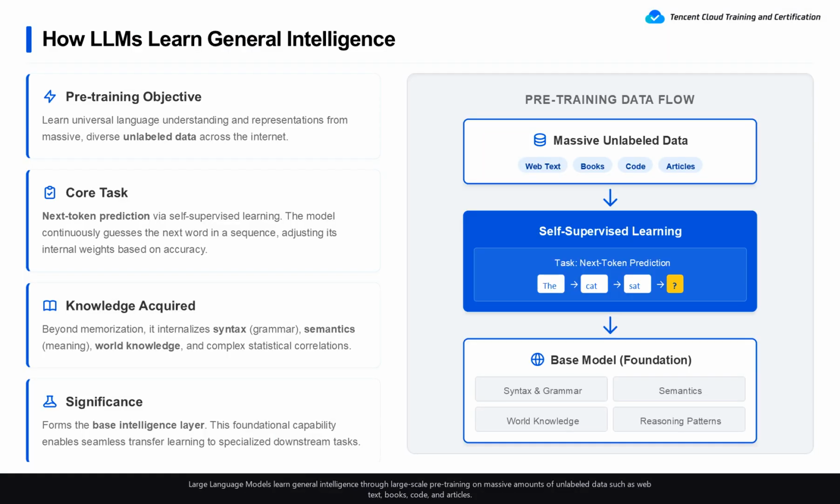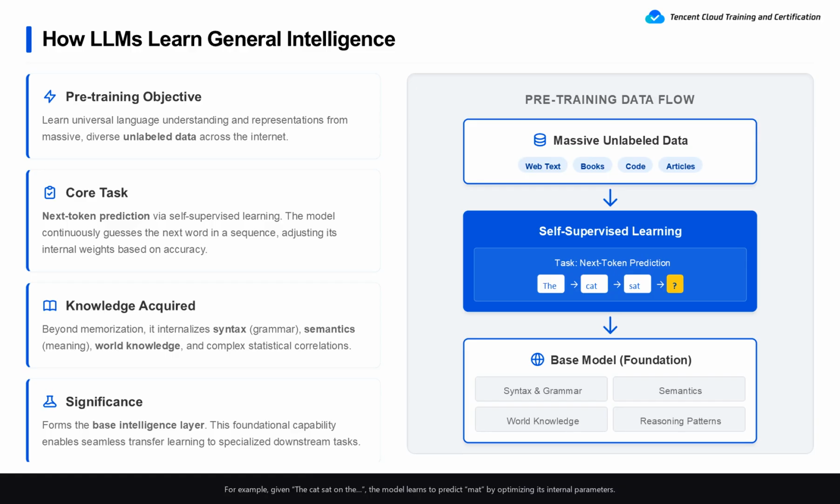Large language models learn general intelligence through large-scale pre-training on massive amounts of unlabeled data, such as web text, books, code, and articles. The key objective is not memorization, but learning patterns in language. The core mechanism is self-supervised learning, where the model predicts the next token in a sequence. For example, given "the cat sat on the," the model learns to predict "mat" by optimizing its internal parameters.